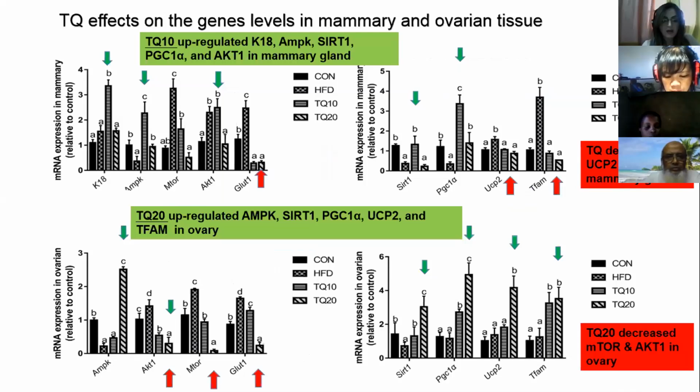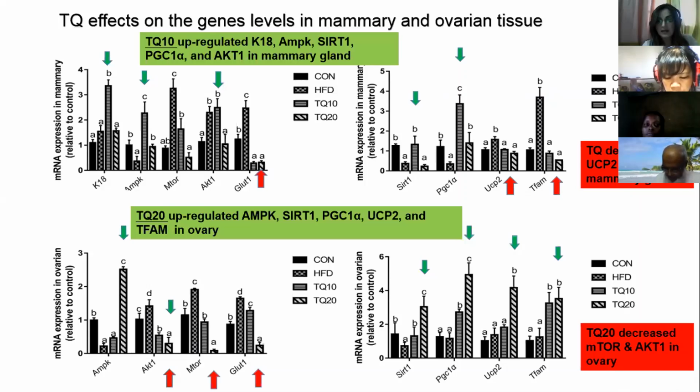The decreased level of mTOR and the glucose transporter 1 in the TQ10 group could refer to decreased glucose uptake by the mammary gland, which could reflect on milk composition, and these will need more investigation. TQ20 enhanced the mitochondrial function in ovarian tissues by increasing gene expression for AMPK, SIRT1, PGC1 alpha and upregulated UCP2 and TFAM gene expression. TQ downregulated gene expression for AKT1, mTOR, GLUT1 in both ovarian and mammary tissues, which refers to its previously described role as anti-cancer.